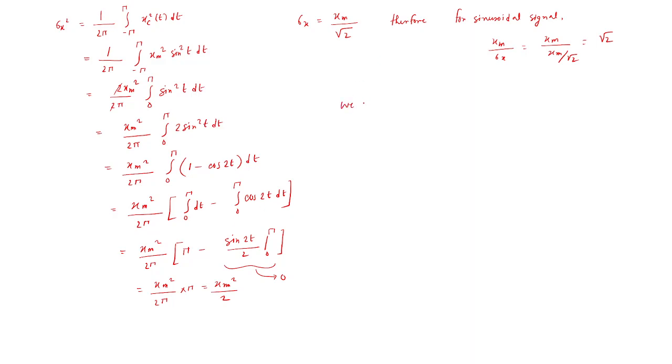So we replace xm by sigma x by root over 2 in the SQNR expression in the previous slide to obtain SQNR is equal to 6.02b. What else is there?